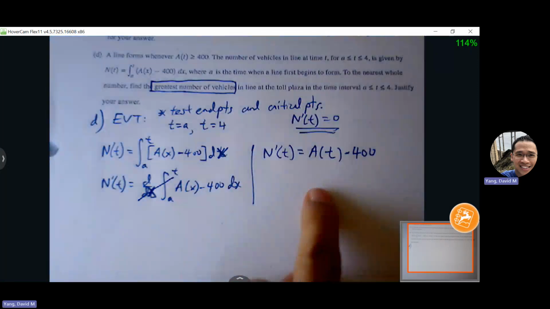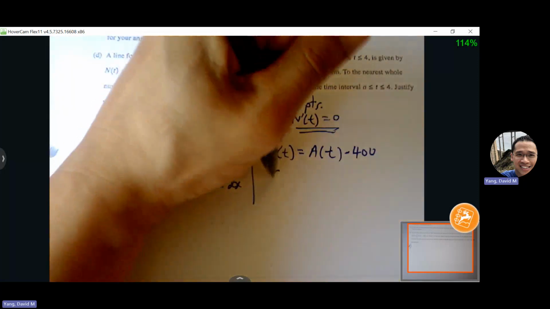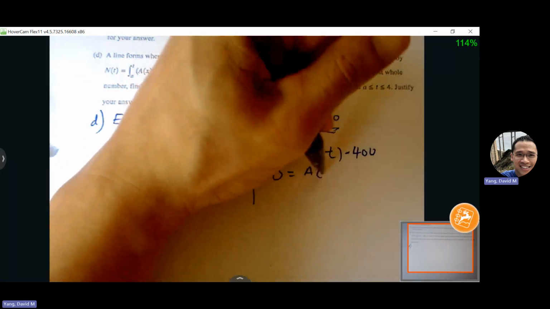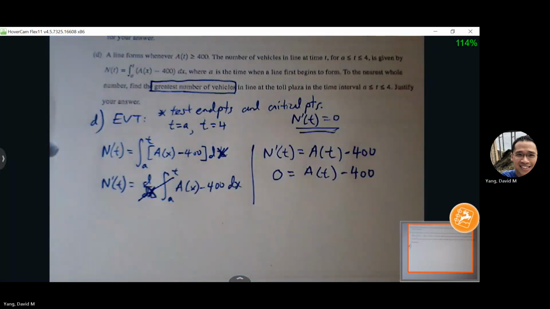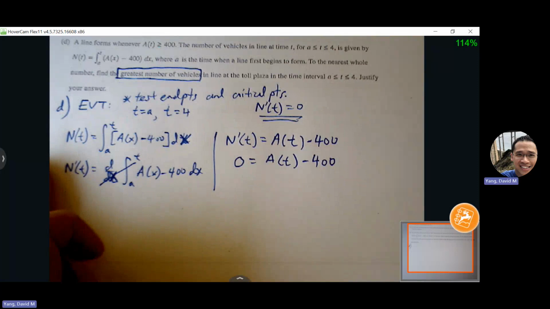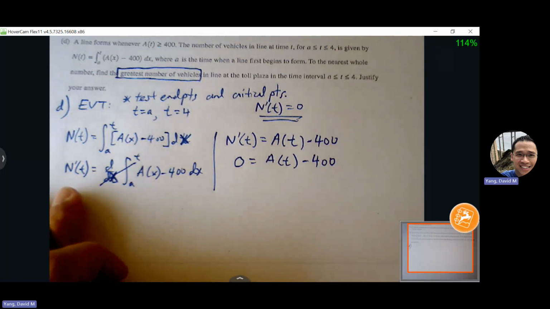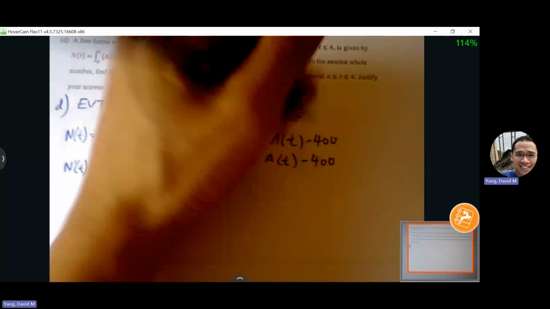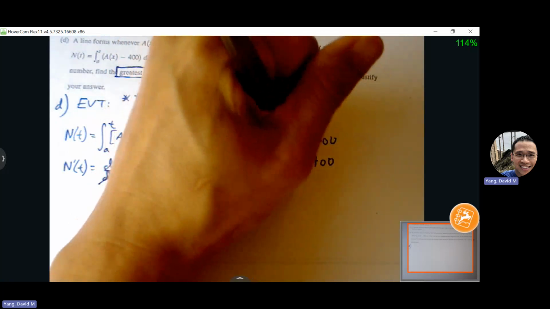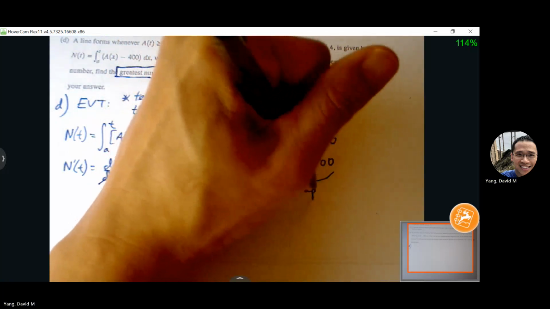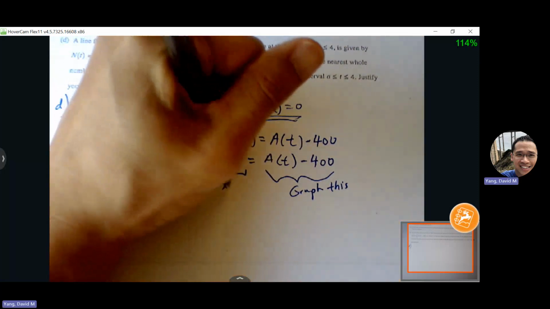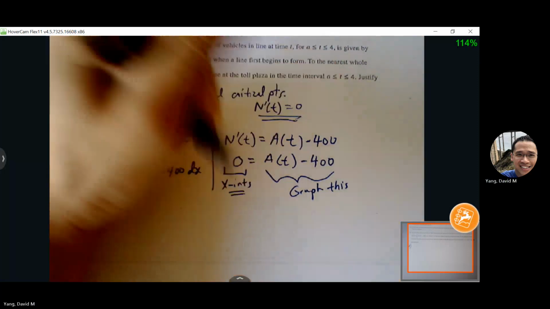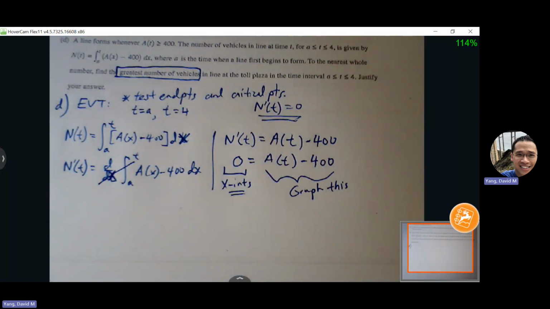Okay, so now that we have our derivative, we can set this equal to 0. So 0 is equal to A of t minus 400. Okay, so just like how these problems are difficult to solve by hand, this is meant to be a calculator question, so we can graph this and then look for the x-intercept. So let's try that.